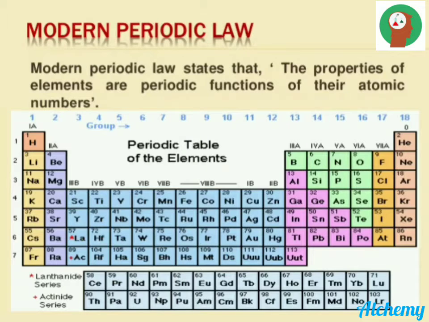The modern periodic table is shown here. According to the modern periodic law, the properties of elements are a periodic function of their atomic numbers. In the modern periodic table, elements are arranged in the increasing order of their atomic numbers. The elements are further classified into periods and groups. The vertical columns are called groups and the horizontal rows are called periods. The elements belonging to the same group will have similar properties. For example, lithium, sodium, potassium, rubidium, cesium and francium are the elements belonging to the first group, and all these elements will have similar chemical and physical properties.